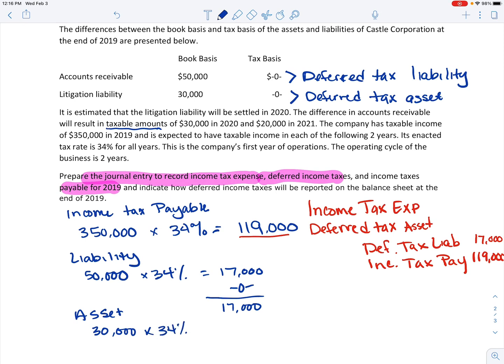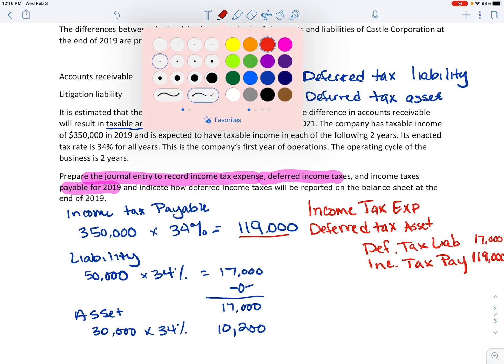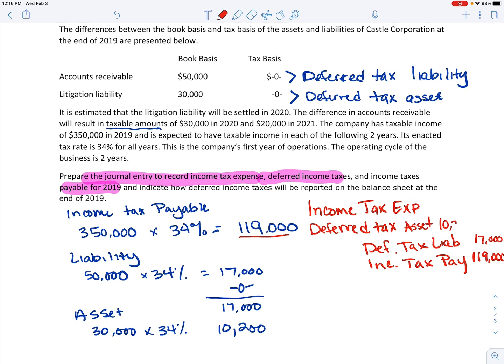We have that tax rate, and we're going to multiply that out and get $10,200. I'll put that in my journal entry. And then what I need to do is plug in to find out what my income tax expense is. This would be the last piece you're going to fill in. Debits have to equal your credits. So I know that my income tax expense should be $125,800.